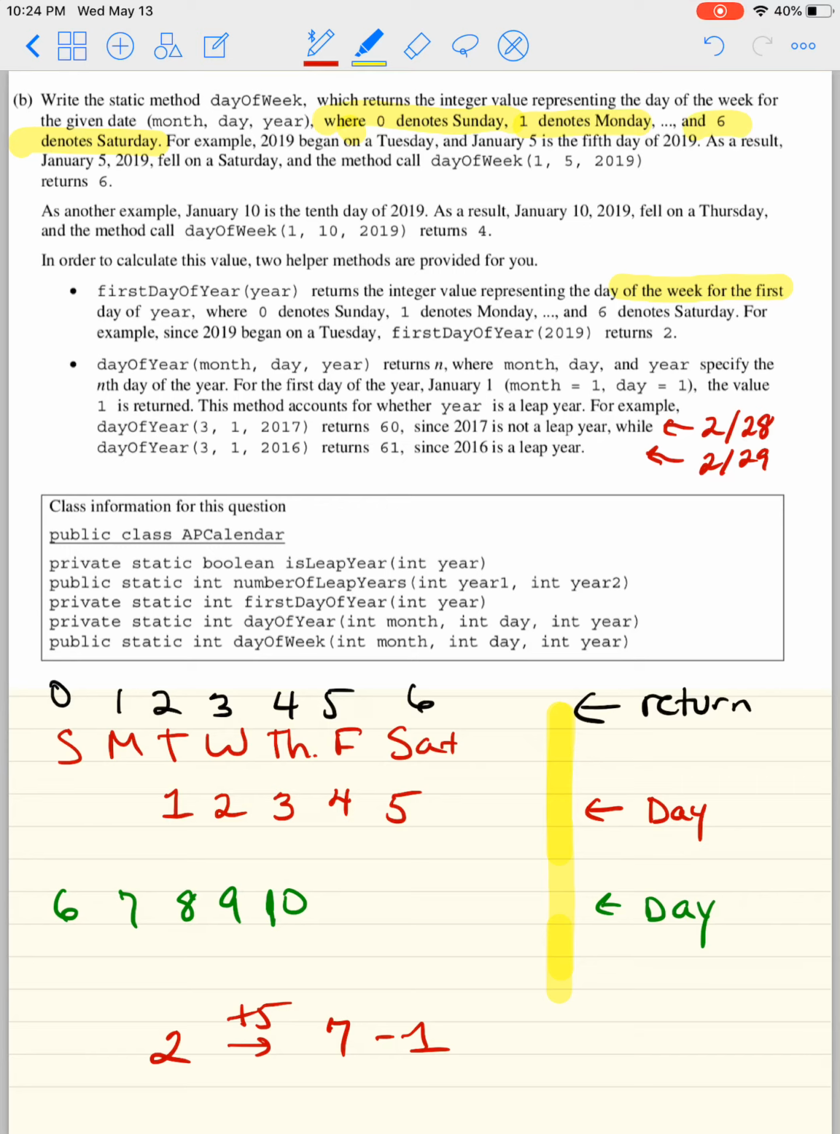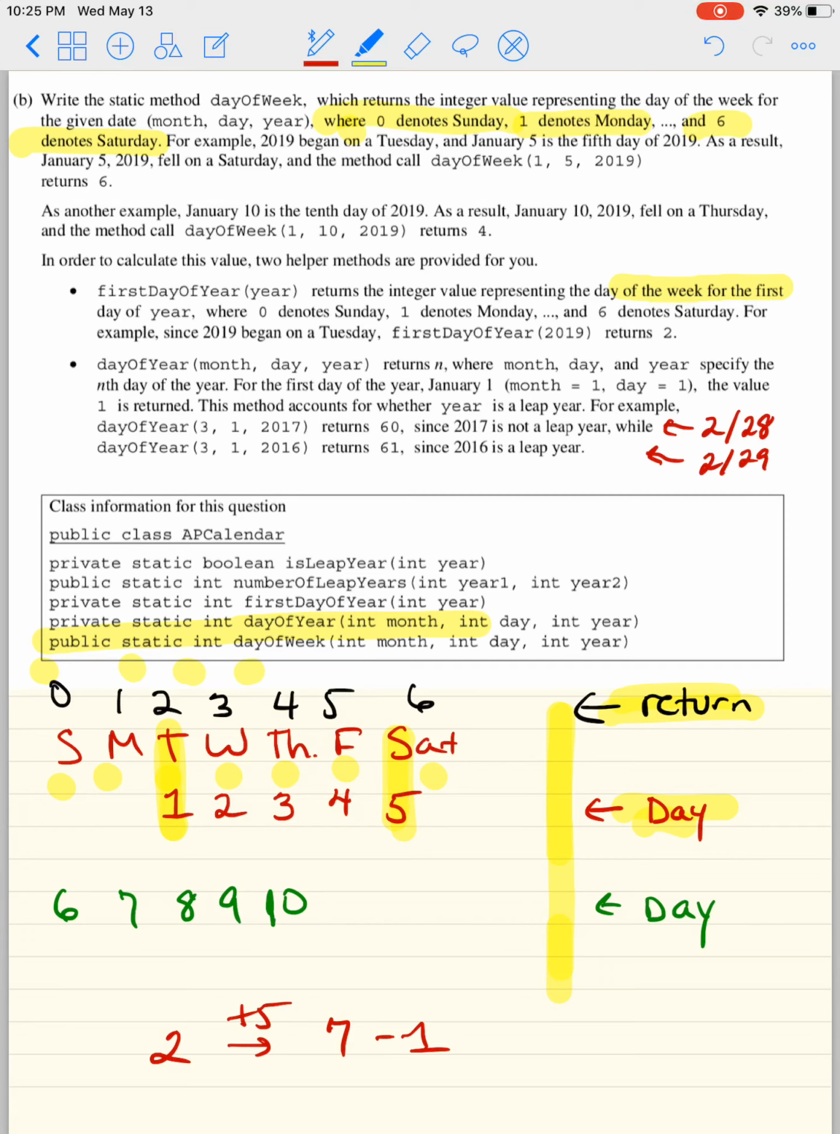So what I did here, if you take a look down here, I wrote out Sunday, Monday, Tuesday, Wednesday, Thursday, Friday, Saturday, and 0, 1, 2, 3, 4, 5, 6. These are all our possible returns, which I'll talk about in a second. And the red is going to be the day of the week in this case. So they said here that Tuesday was the 1st of January and that the 5th was a Saturday.